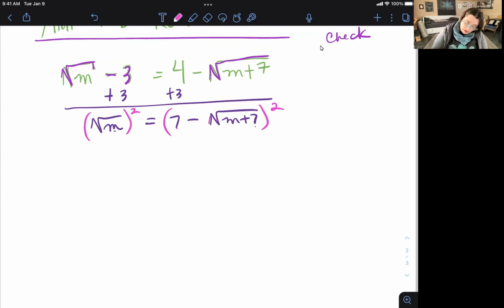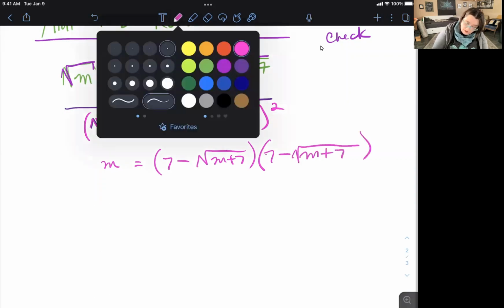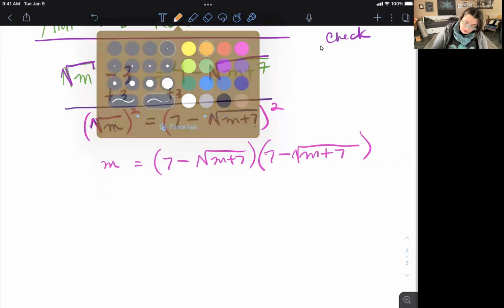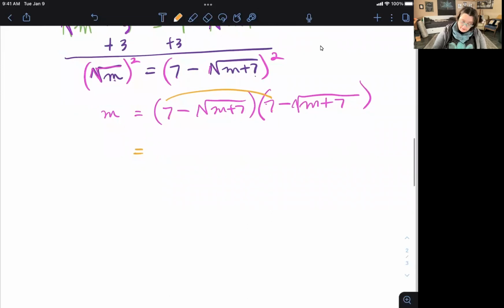Here, when you take the square root of m and you square it, all you're left with is m. But the problem over here is that you're going to have 7 minus the square root of m plus 7 times itself, 7 minus the square root of m plus 7. And so when you try to square that, you're going to need to FOIL. So we're going to do first, the first is going to be 7 times 7 or 7 squared. So that's 49.